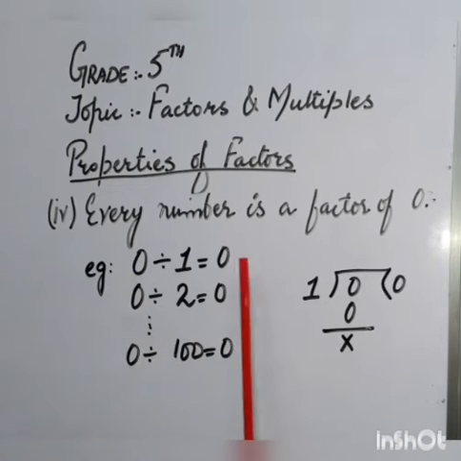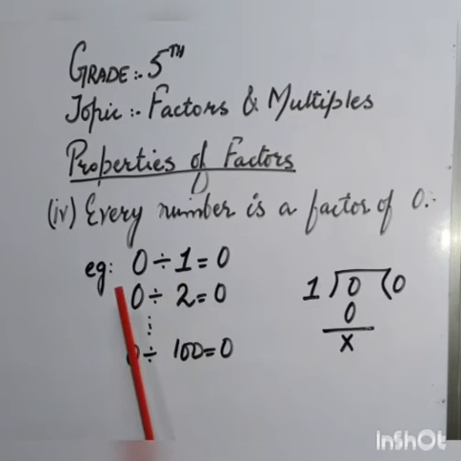So 0 divided by 1 is 0, 0 divided by 2 is 0, and so on. And if I divide this 0 by 100, again I will get 0. It means every number is dividing 0 exactly. हर कोई नंबर हर किसी नंबर से 0 को exactly डिवाइड हो जाता है. That means हर कोई नंबर जो है वो 0 का फैक्टर है. Clear?